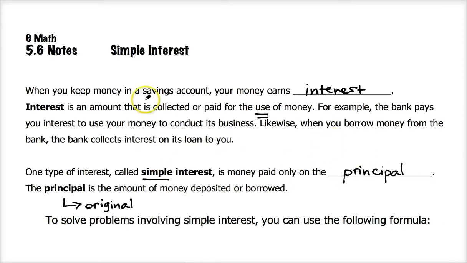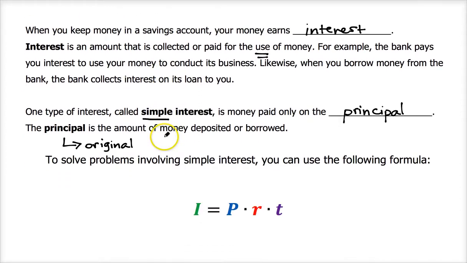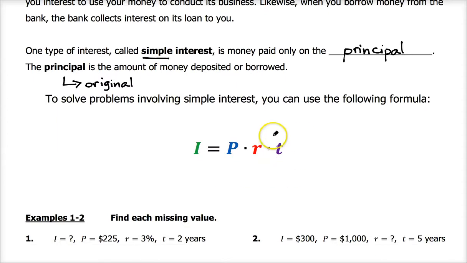So lots of vocabulary up here. If you have any questions over those vocabulary terms, make sure you ask your math teacher next time you're in class. Now we're going to talk about the formula for calculating simple interest. So the formula is listed here below. It's I equals P times R times T. And so we're going to label what each of these variables means.